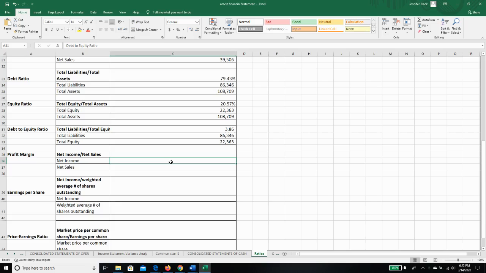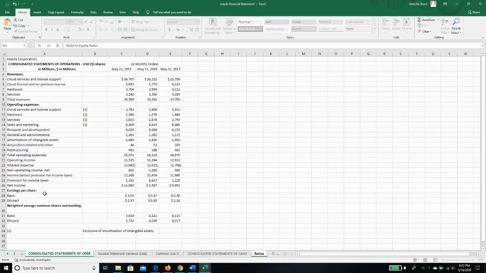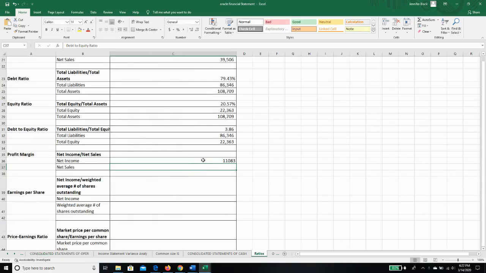So we're going to start with our net income, which is on our income statement. And our net income is right here: 11,083. It's actually 11,083,083, but that's okay. For some reason that didn't want to be a proper number. And then we're going to divide by our net sales. Net sales we already have here, 309,506.